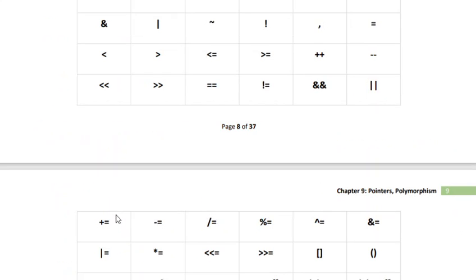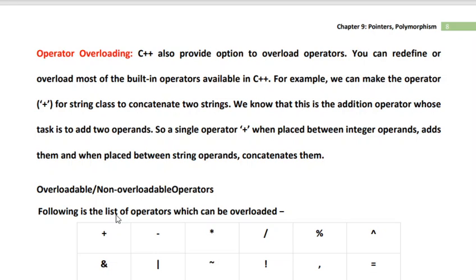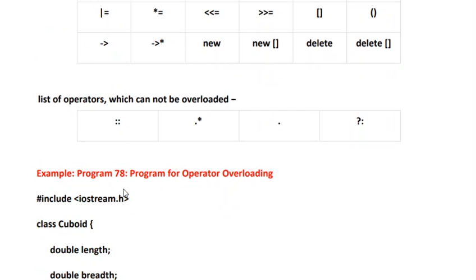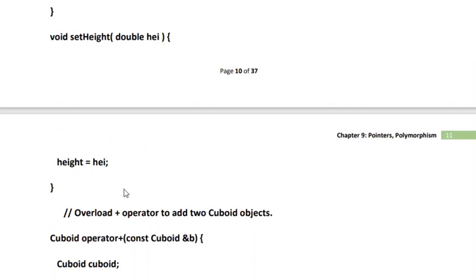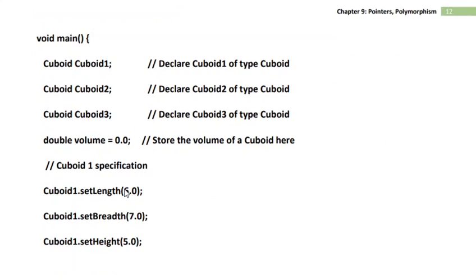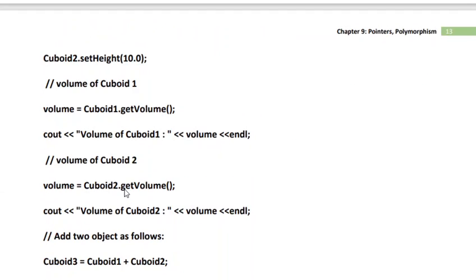operator overloading. So in today's class, we have learned what operator overloading is, what can be overloaded, and what cannot be overloaded, and we have learned operator overloading with the help of a very simple example that determines the volume of different cuboids.